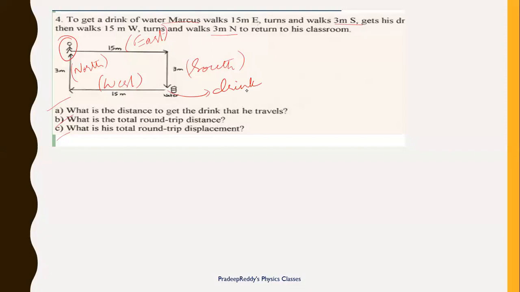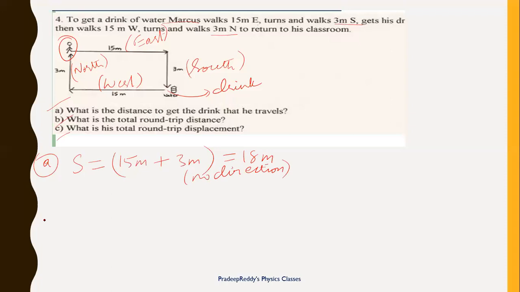Now, what is the distance he travels to get the drink? So you should find out answer A. In order to get the drink, the total distance he travels will be equal to 15 meter east plus 3 meter south. This will finally be equal to 18 meter, and this is distance. Therefore, you need not bother about direction in case of A, because it is only distance. We are not bothering about the displacement.